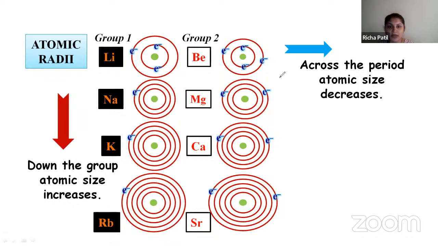Remember, when you go down the group, the atomic size increases. The reason is the number of shells goes on increasing. Then for group 2, as it is across the period, what will happen to the size? Atomic size decreases. The reason is there is an increase in effective nuclear charge. So this is the reason for atomic radius.